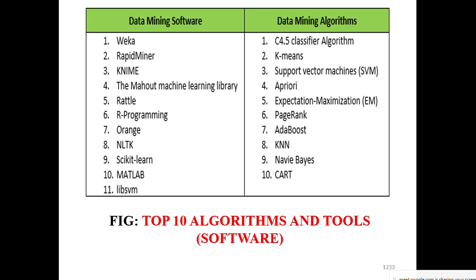The C4.5 classifier algorithm is one of the famous algorithms. That is a classification algorithm. The K-means algorithm is a clustering algorithm. Support vector machine is a classification algorithm based on the hyperplane. We are solving problems by classifying the data based on the hyperplane.